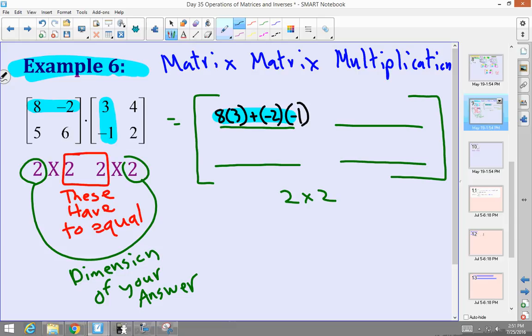Now at first glance you might be going, okay, what's going on here? Well, the first guy in the row is 8, and the first guy in the column is 3. Pair those up. The second guy in the row pairs up with the second guy in the column, negative 2 times negative 1. Hopefully you start seeing the rhythm.